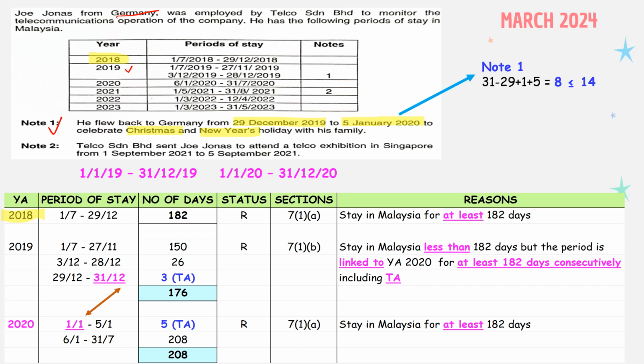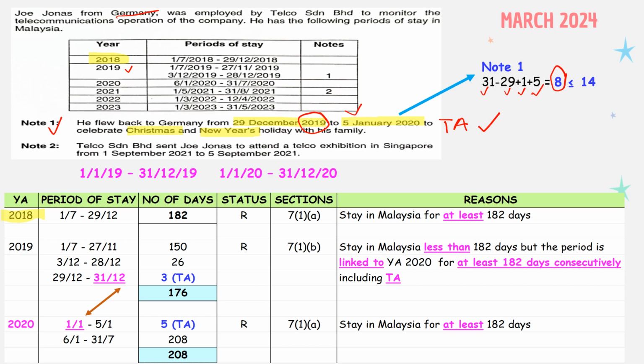Okay, let's compute. How many days? 29 December until 5th January. Okay, let's settle 2019 first. So 2019, December 31 minus 29 plus 1. Okay, January until 5th, right? Okay, plus 5. So I got here guys 8 days. Guys, 8 days is less than 14, right? Therefore, note number 1 is temporary absent. So you need to record it in your answer later.